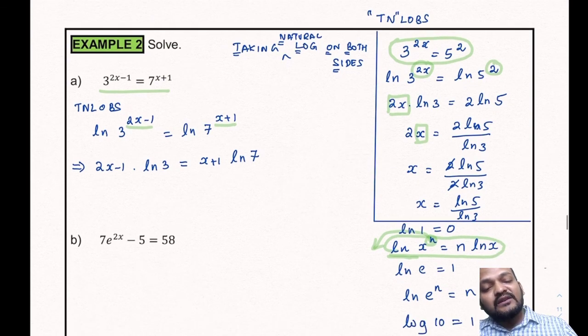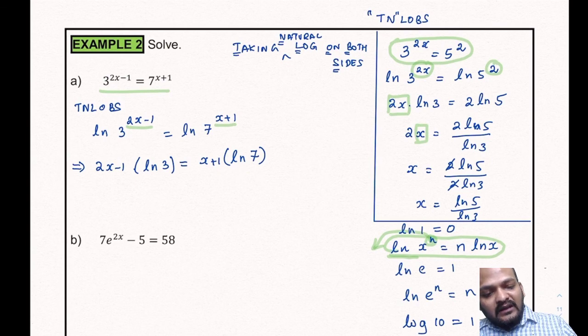Now my next goal is to isolate the x's, right? To do that, I am going to distribute all that. This is a little bit of work. I'm going to distribute all that and then I'm going to work with them. So if I do that, my left hand side is going to be, I'm going to multiply 2x with the ln of 3 and then negative 1 with the ln of 3. Then I'm going to multiply x with the ln of 7, then 1 with the ln of 7.